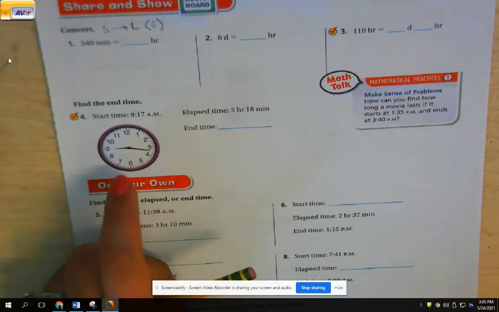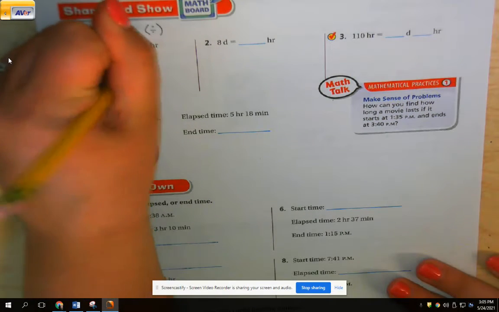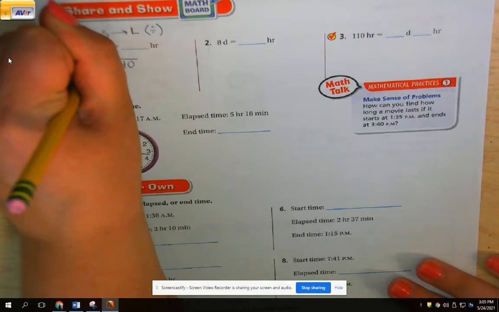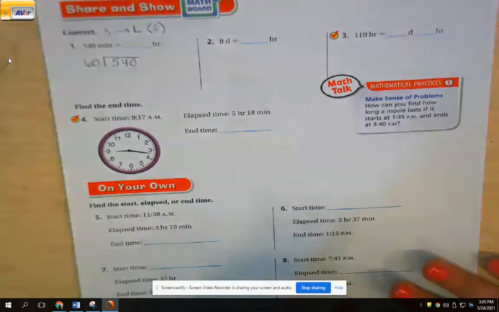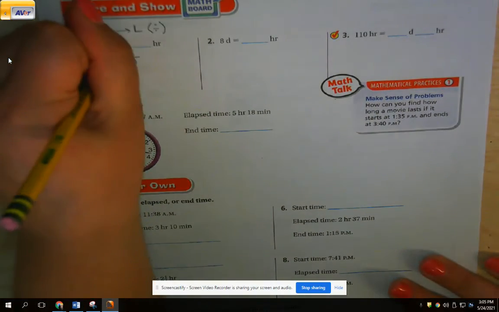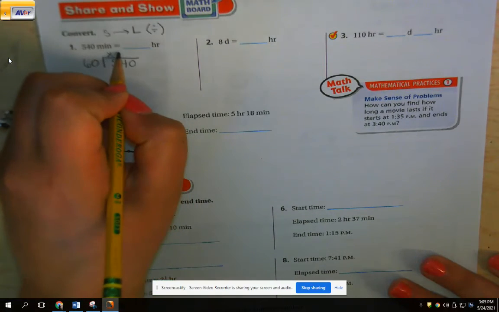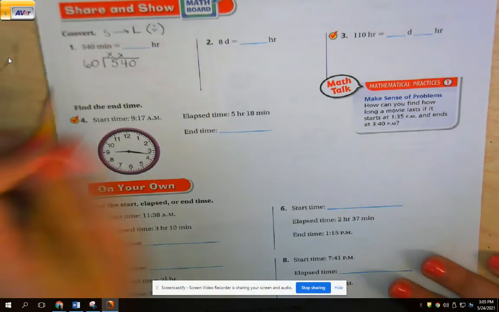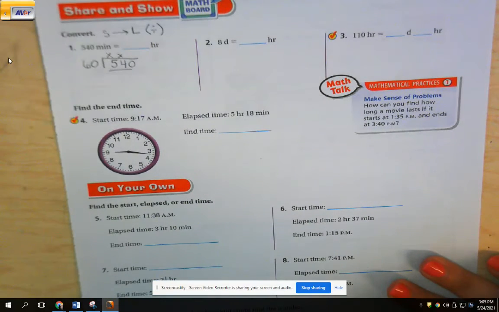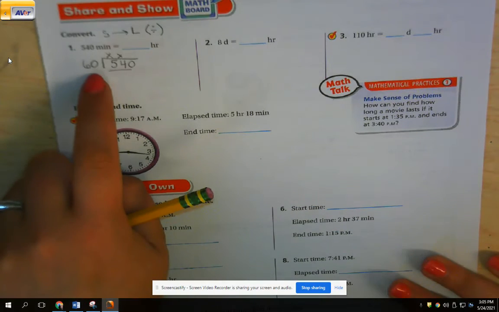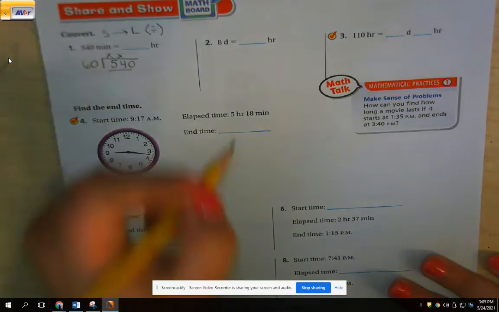So we're going to divide 540 by 60, because for every 60 minutes here, it's going to be equal to 1 hour. So I know that 60 cannot go into 5. 60 cannot go into 4. So we have to do some guess and check here. We're going to multiply 60 by something to get as close as possible to 540.